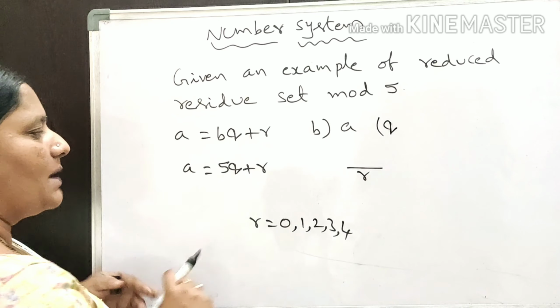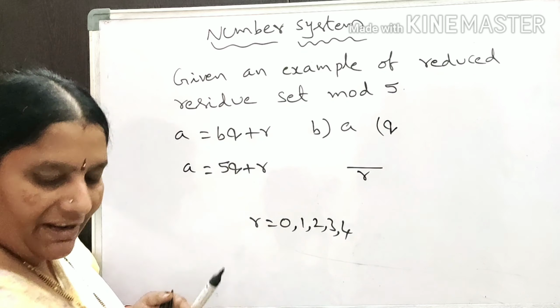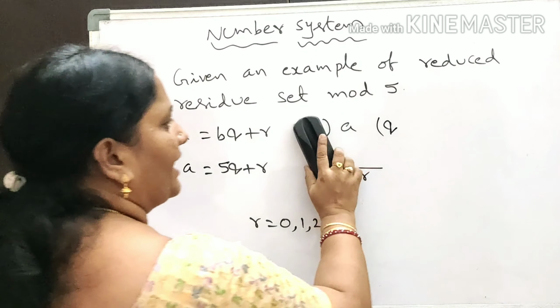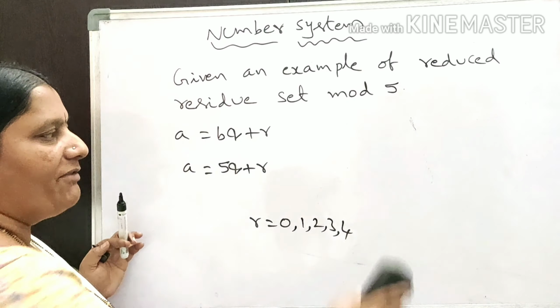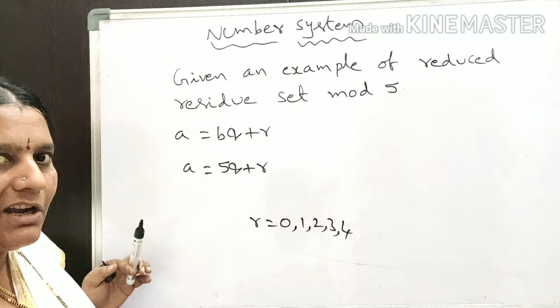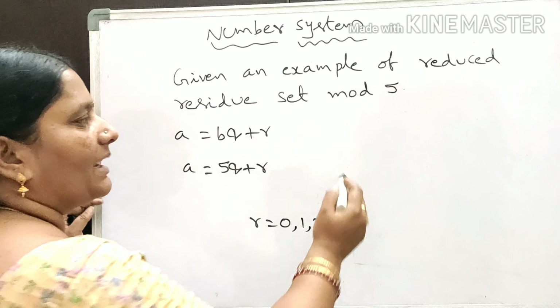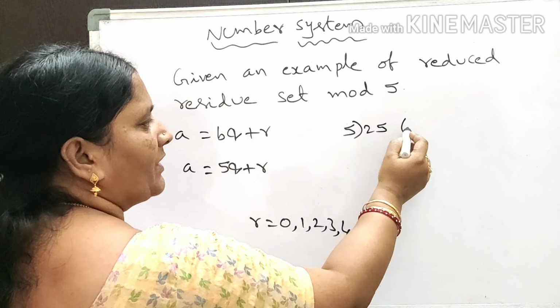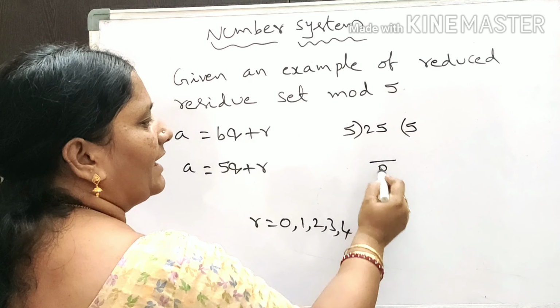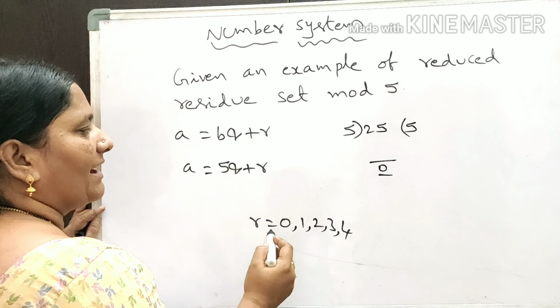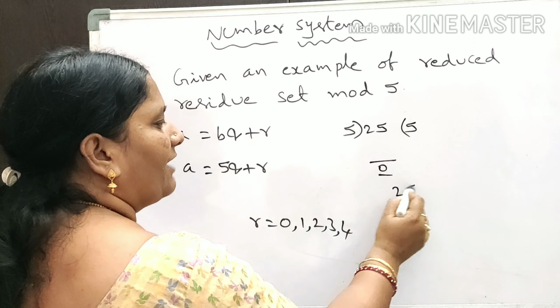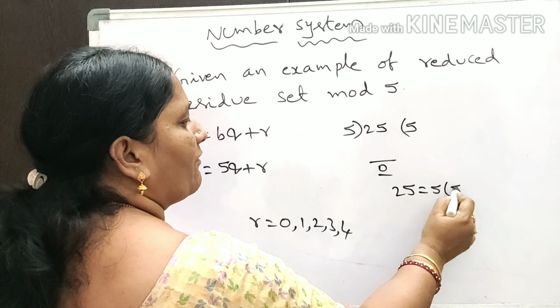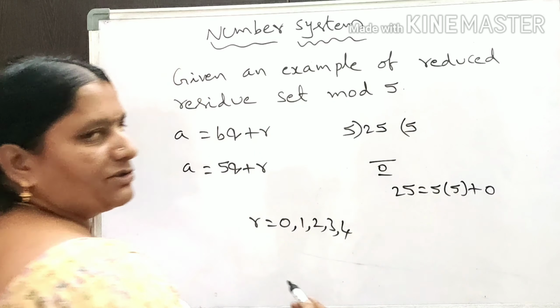Example: suppose we take the number 25. When 25 is divided by 5, quotient is 5 and remainder is 0. Then we can write 25 is equal to 5 into 5 plus remainder 0.